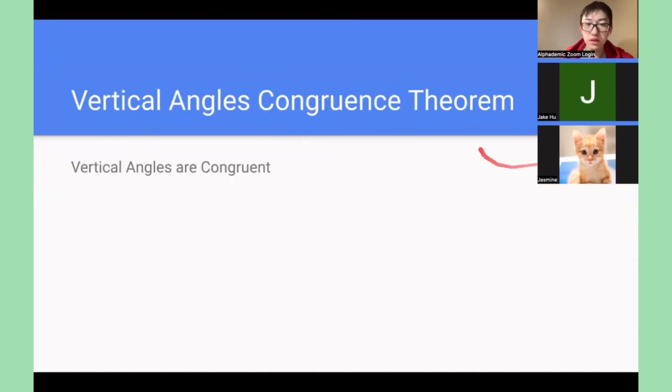All right, there we go. And then the vertical angles congruence theorem just states that vertical angles are congruent. Vertical angles being like so. Like these two, this angle here and this angle here would be vertical angles, and these two vertical angles would be equal to one another.